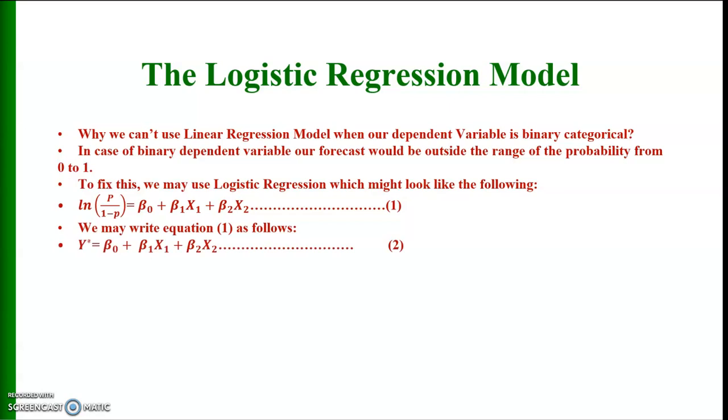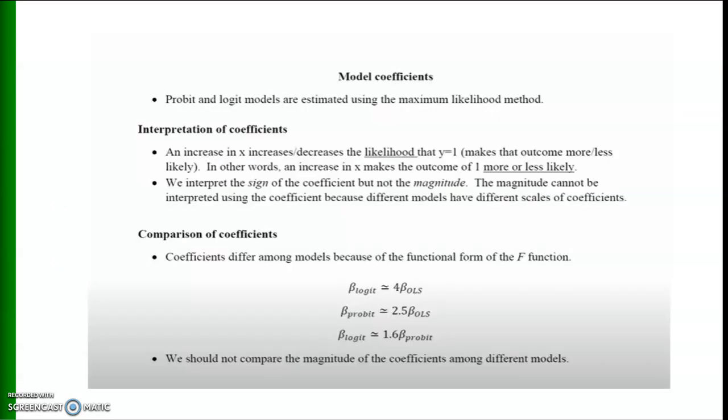Instead of log p over 1 minus p, we can write y star is equal to beta naught plus beta 1 x1 plus beta 2 x2. This equation looks very familiar, like a linear function. Before I explain it further, let me explain that the probit and logit models are estimated by using the maximum likelihood method.